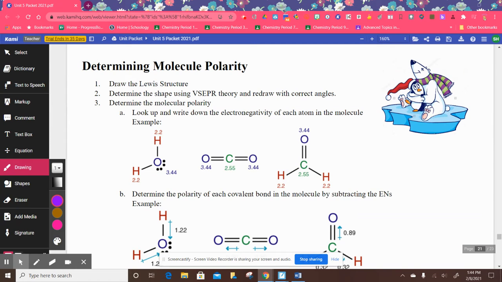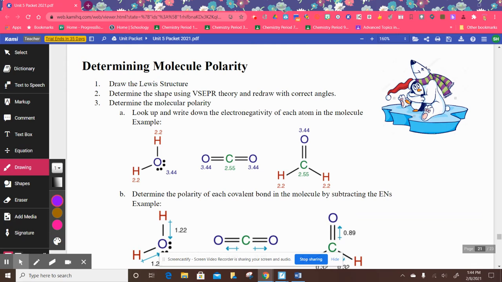Okay, these are the notes from class on determining molecule polarity. This would be on pages 21 and 22 of your Unit 5 packet. So molecule polarity describes an imbalance of positive and negative charge around a molecule, which can then help us determine different properties of the molecule based on the types of intermolecular forces that would occur between them. So to understand those properties, the first thing we have to do is figure out the polarity of the molecule.